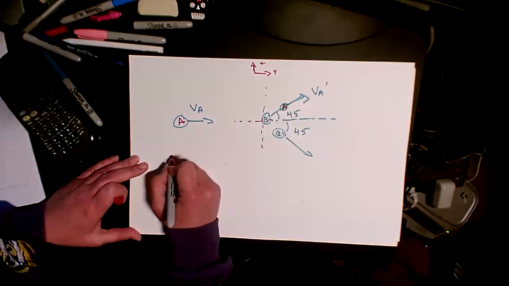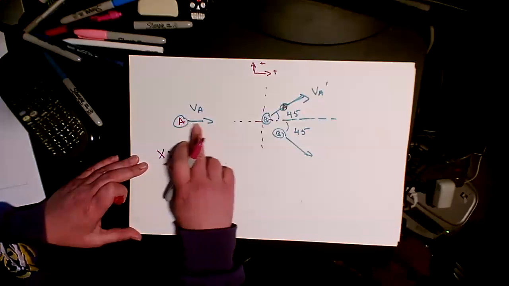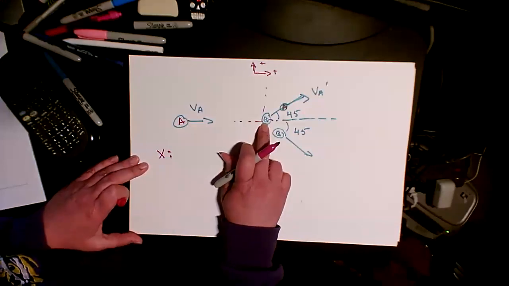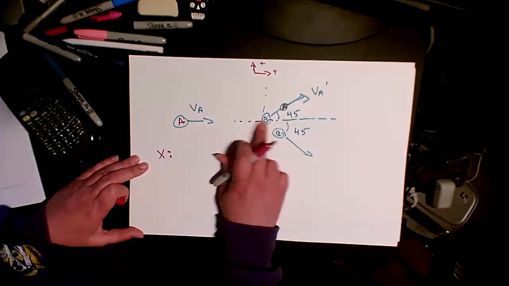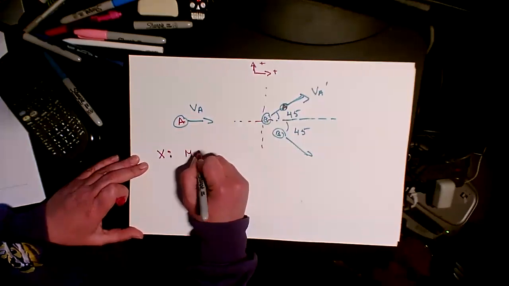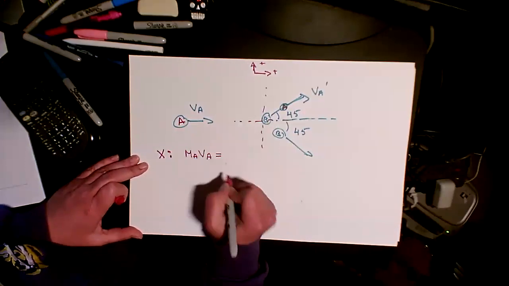then I can say, okay, in the X direction, what do I have? Well, initially, the only thing I have moving, this thing here is stationary. This is page 7 of your handout. So this one's stationary, this one's moving. So I have mass A times velocity A, and that's it for the initial picture. And what does that equal?